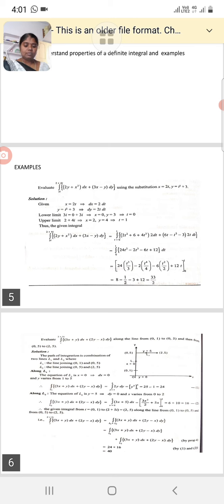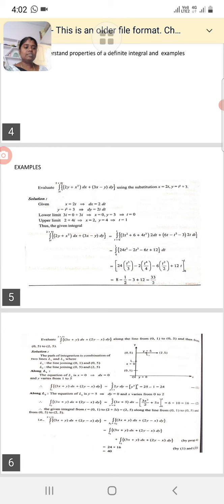Now take the integral with respect to t. 24 is a constant. The integral of t² is t³ divided by 3, the integral of t³ is t⁴ divided by 4, the integral of t is t² divided by 2, and the integral of the constant is t. Substituting the limits from 0 to 1, we get the value 33 divided by 2.